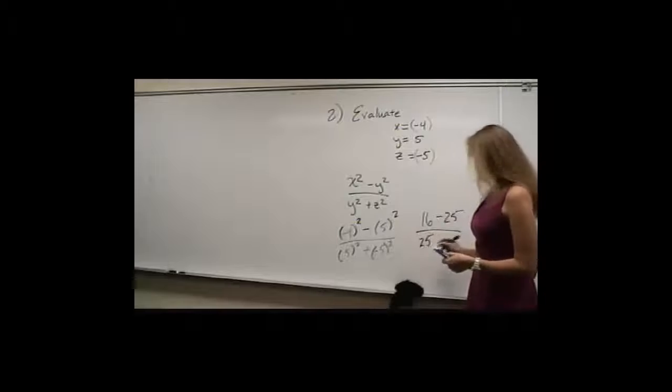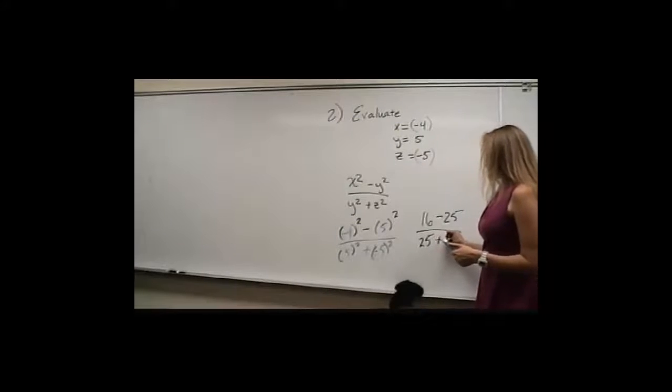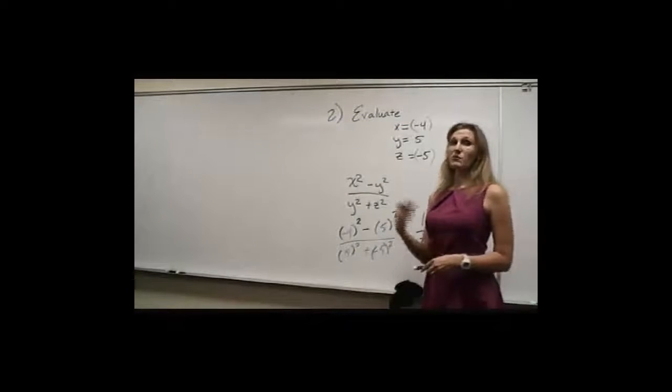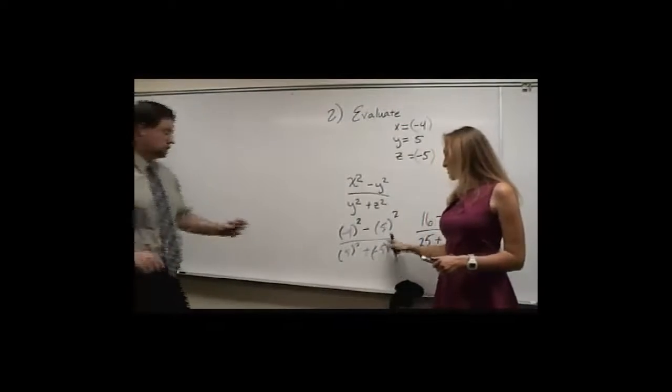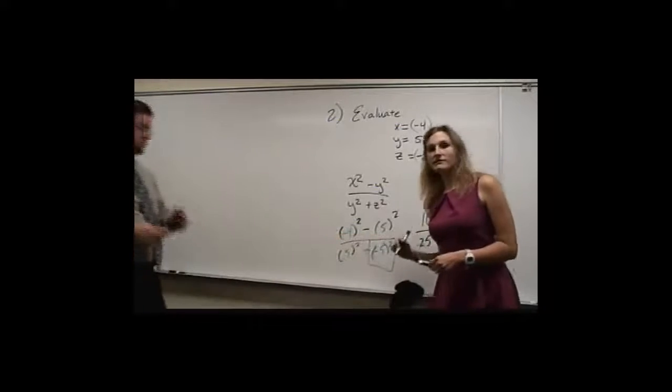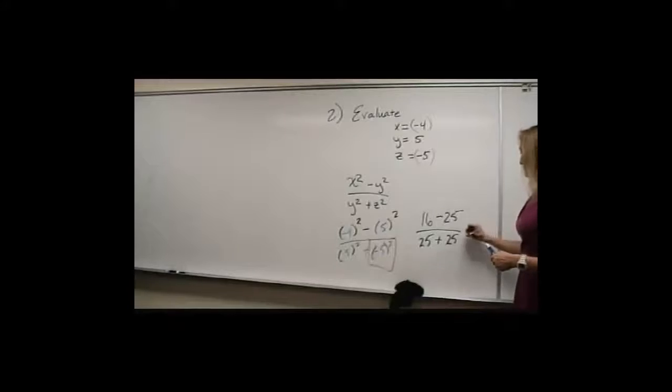Now that square is going to cancel out the negative, so I end up with plus 25. So I'm not saying positive times negative because according to order of operations, I have to do my exponents first. So I'm going to square this -5 before I get to add it. So this is -9 over 50.